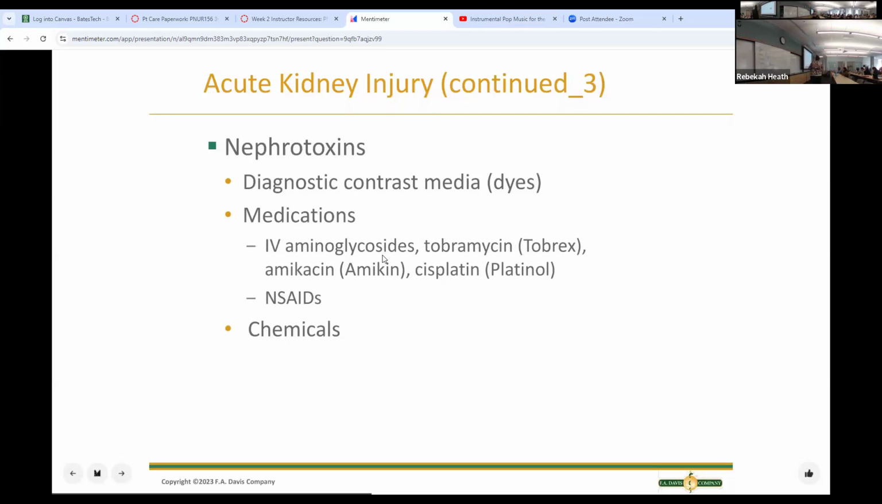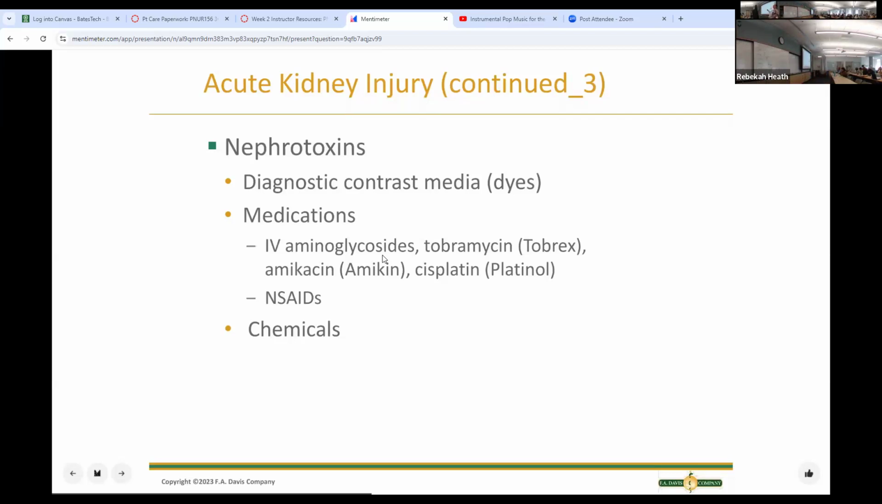Some other medications that might be renal toxins or nephrotoxins: aminoglycosides, tobramycin. Sometimes they're NSAIDs. What's an example of an NSAID? Ibuprofen, naproxen, things like that. If somebody has kidney damage, we definitely don't want them to be on that. Sometimes people will overdose on those, sometimes intentionally, sometimes not intentionally, and that can cause damage to the kidneys.